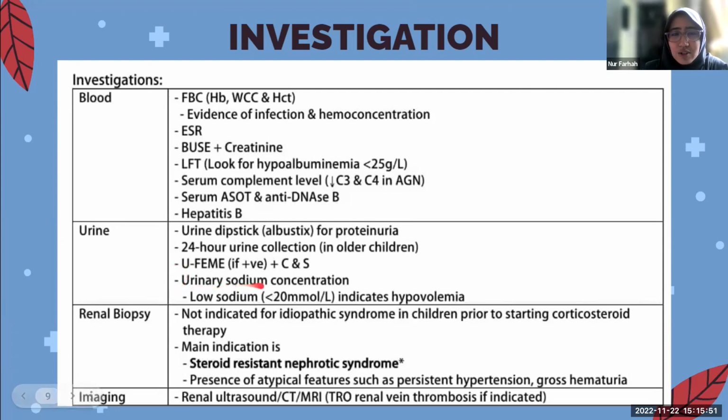Okay, and then for urinary sodium concentration, we look for an indication of hypovolemia with low sodium. And then for renal biopsy, renal biopsy is usually not indicated for idiopathic nephrotic syndrome. It means that if the nephrotic syndrome is idiopathic and has a good response to steroid therapy, we don't usually do renal biopsy. But if it is otherwise, the patient has steroid therapy resistance, so we do it for this type of nephrotic syndrome. And then we have imaging.